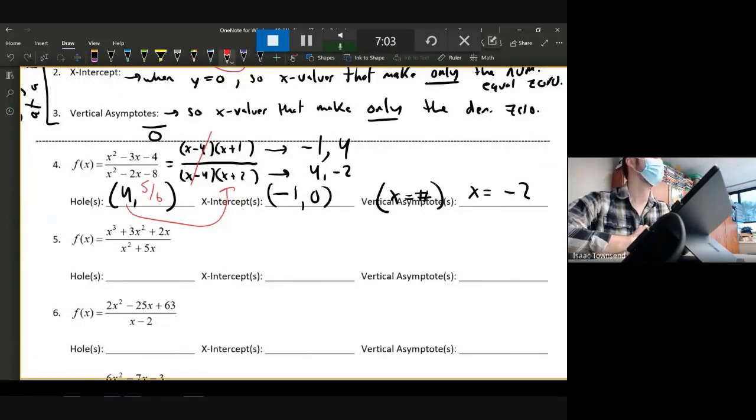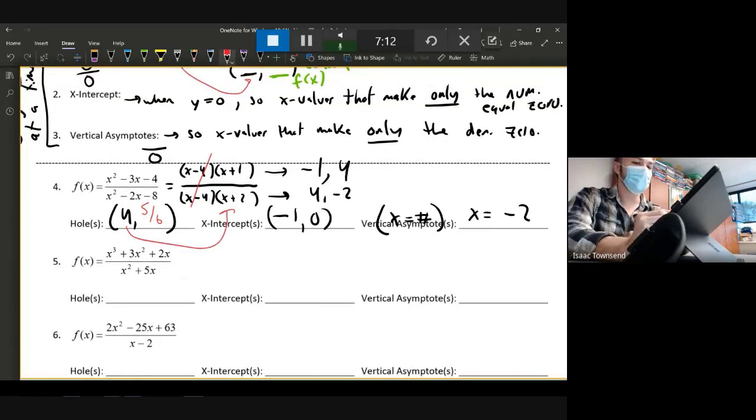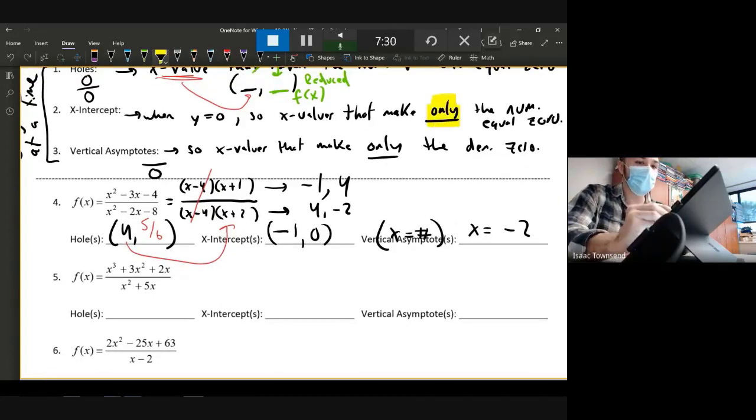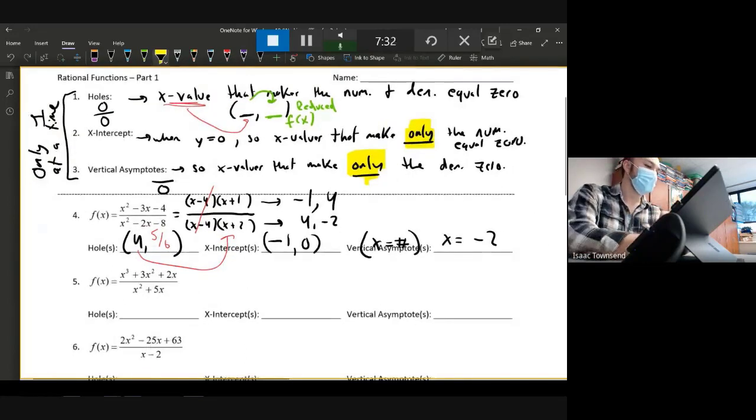No? Yeah. Could the vertical asymptote also be x equals 4? Nope, because vertical asymptotes are x values that make only the denominator 0. 4 didn't just make the denominator 0, it also made the numerator 0. If it makes both of them 0, like 4, it's a hole instead of one of these two. And that's why this word "only" is super important. Graphically, only one of these can happen at a time.